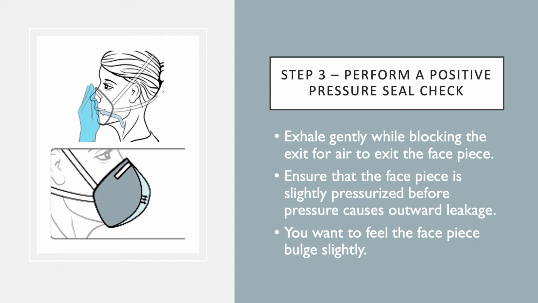Now that you know that there are no air leaks, exhale gently while blocking the exit for air to exit the face piece. Ensure that the face piece is slightly pressurized before pressure causes outward leakage. What you want to feel is that the face piece bulges slightly. You don't want to feel air escaping outside the borders of the mask. If you feel that, you need to readjust the seal and try again.